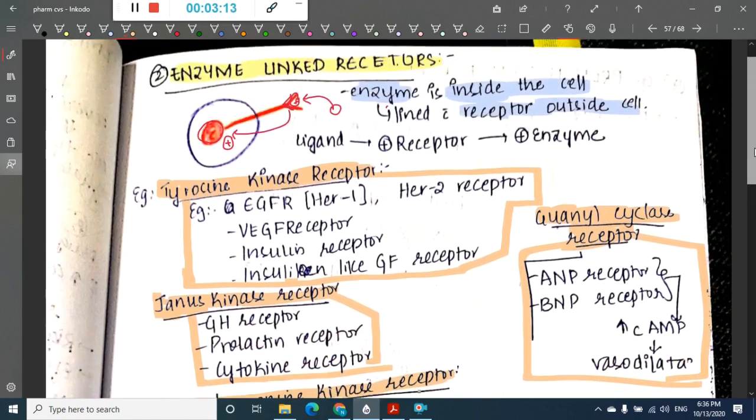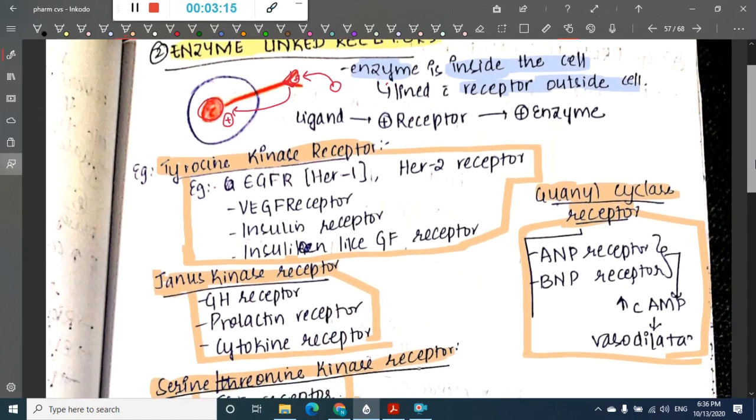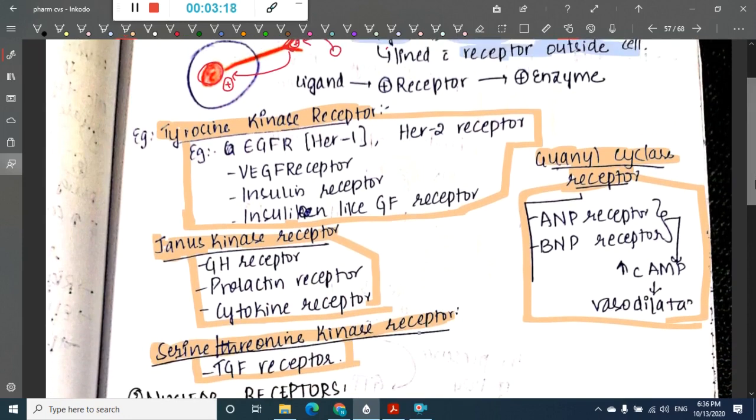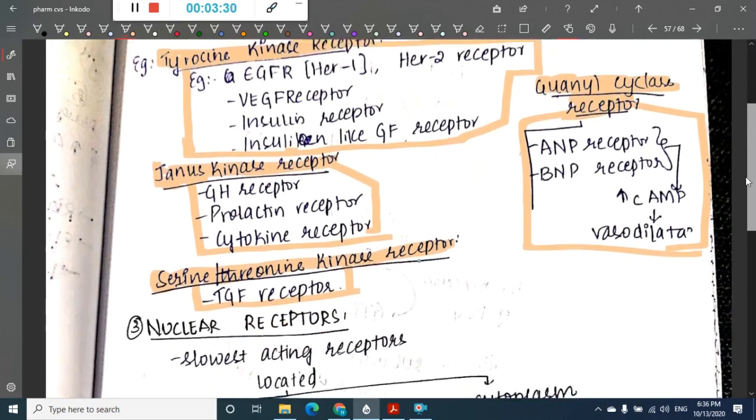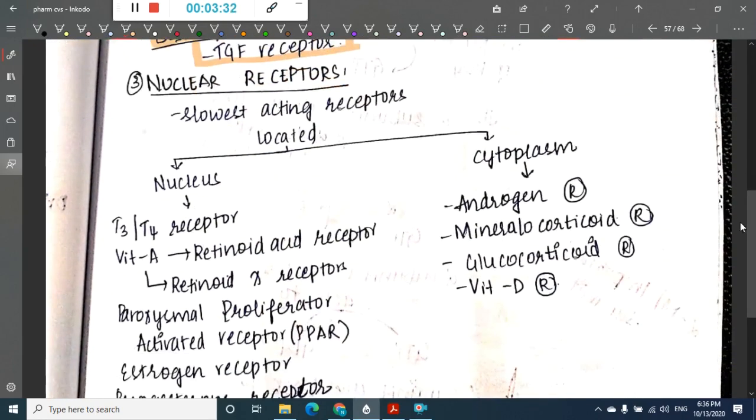So these are the different types of receptors which are enzyme linked receptors. Tyrosine kinase, Janus kinase or serine threonine kinase: these are kinases, that is, these are enzymes. Then guanyl cyclase receptor is also an enzyme linked receptor. Then we have one more type of receptors which are called nuclear receptors. These nuclear receptors are actually the slowest acting receptors.